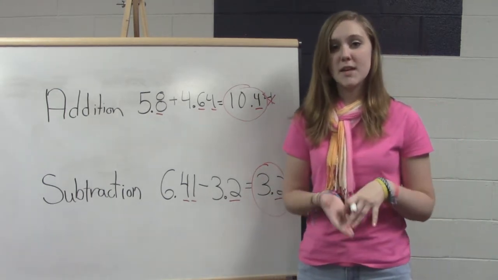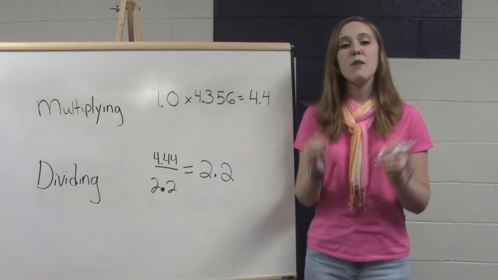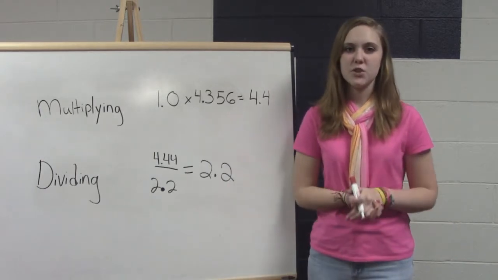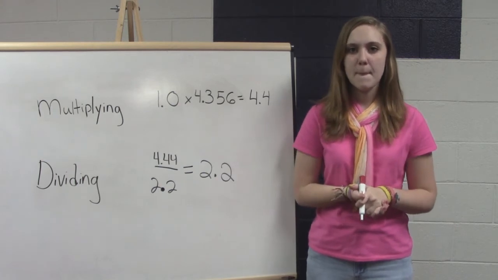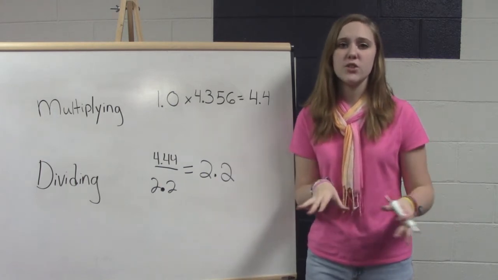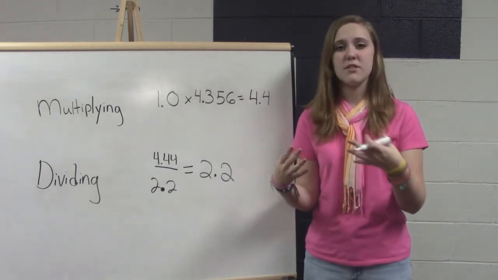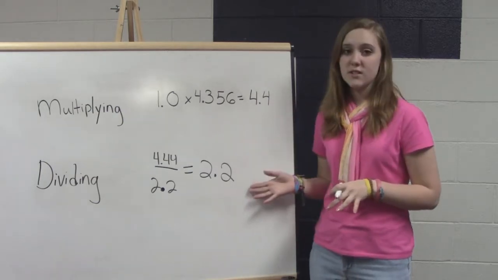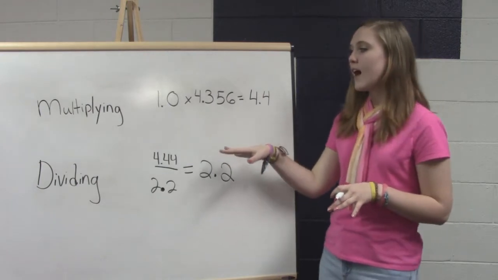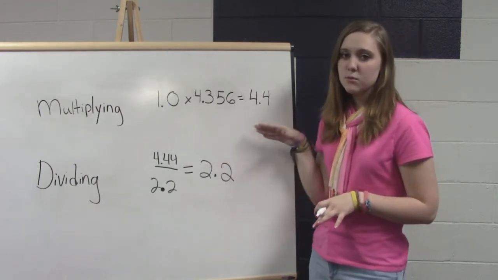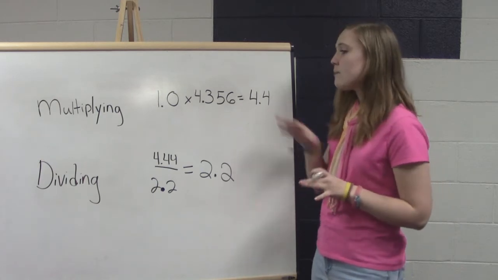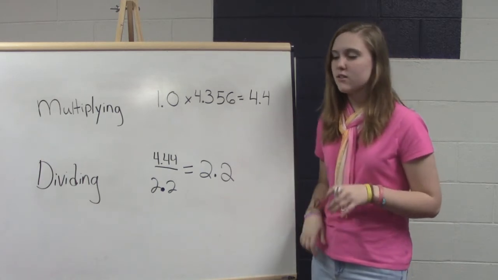Now we're going to talk about multiplication and division. Multiplication and division have completely different rules than addition and subtraction when it comes to sig figs. When you're doing addition and subtraction, you have to pay attention to precision and the number of decimal points. You don't do that at all for multiplication and division. When you're multiplying, you count the number of sig figs in each number that you're multiplying, and that's how many you can have in your answer.